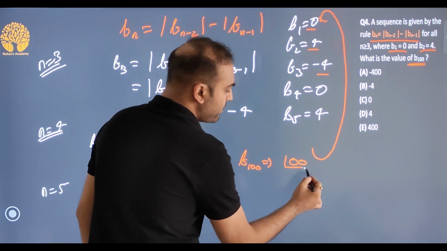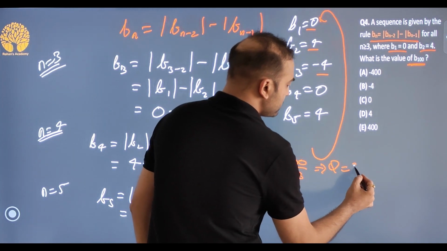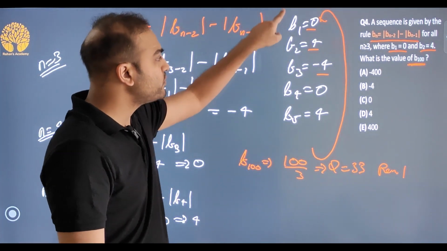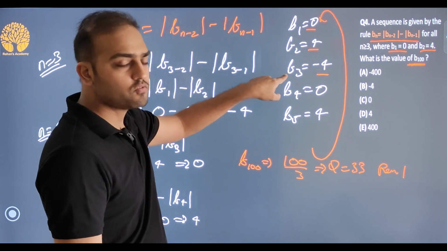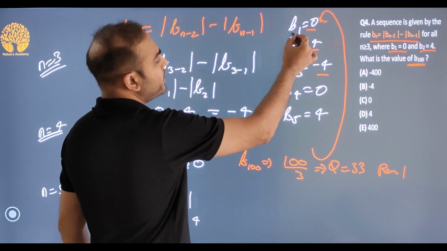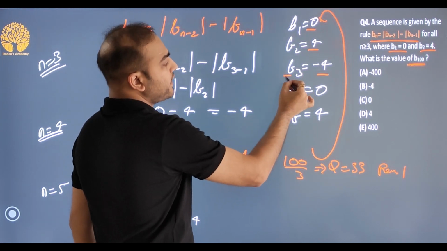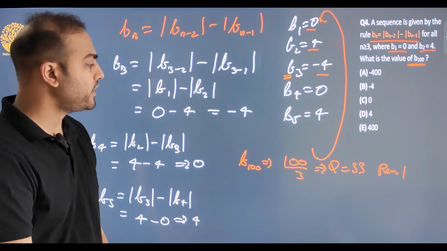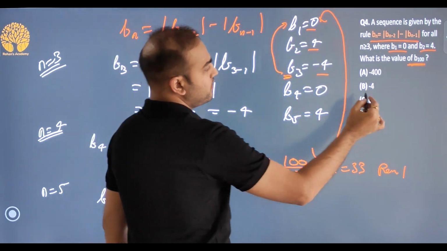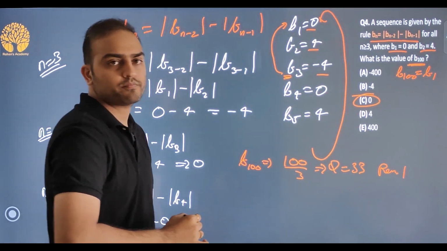So again, I simply do 100 by 3 because the pattern repeats after every 3 values. Right? I get quotient as 33, remainder as 1. That means 33 cycles will be completed. The 100th value will come in the first place. See, that is 1, 2, 3, 4, 5, 6, like that, 97, 98, 99. 99 is where the 33rd cycle gets completed, right? So B100 will be B1, right? B100 will be equal to B1, which is 0. Okay.